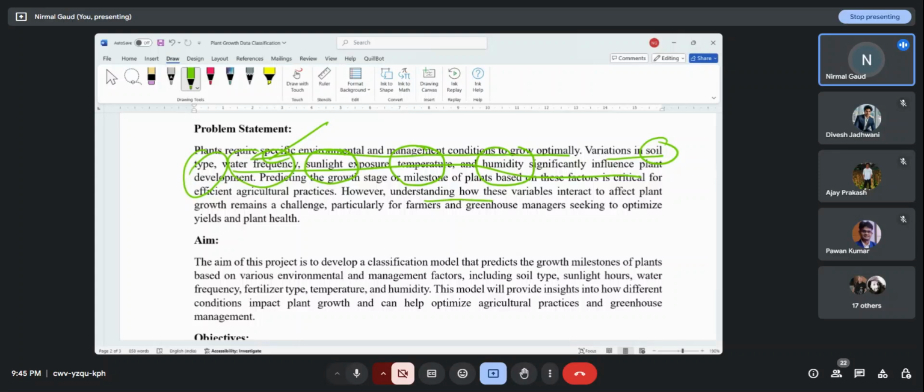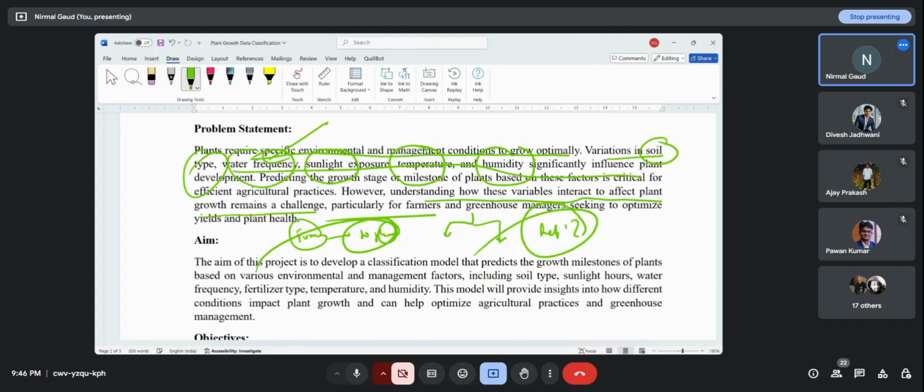So understanding how these variables interact to affect the growth, that's a challenge, because one is in your hand and one is not in your hand. And we want farmers to grow healthy plants. How are you going to help them? There are other issues also, but not covered in the data set currently, because it is talking about the greenhouse managers. Pollution, and there are many things that are not covered in the data, but there are certain other factors also. That's the problem statement.